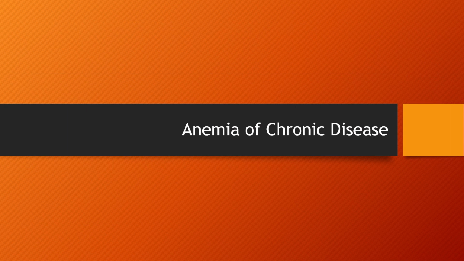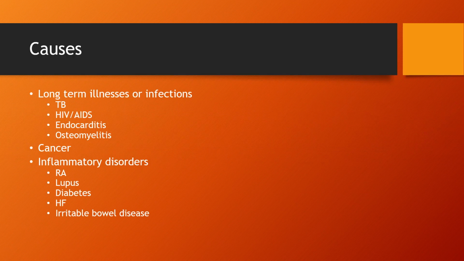Next, we'll talk about the anemia of chronic disease. These patients are typically affected by more long-term illnesses or infections. So maybe they have tuberculosis, HIV, endocarditis, and osteomyelitis. That's the infection of the heart and of the bone, two infections that definitely take a while to treat and are hard to penetrate. Cancer as well, and then a multitude of inflammatory disorders that are listed here on this slide.